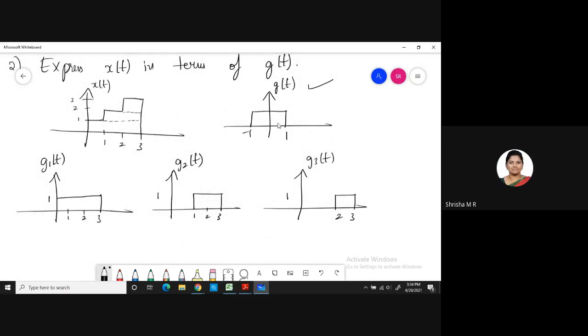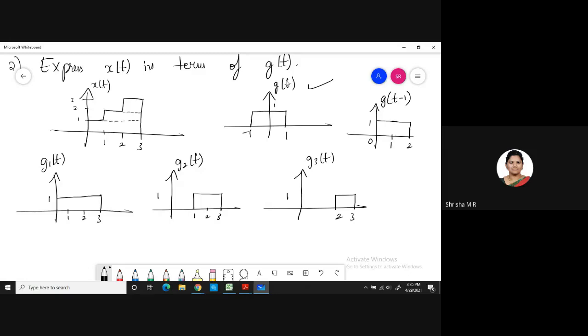Now what you have to do is, g of t is existing from -1 to +1. It is better if we have our signal existing from 0 to some other value. So I will shift it. How do I shift it? g of t -1, so that my signal will be shifted to the right by 1 instant. Whatever is at -1 will go to 0, whatever is at 0 will go to 1, and whatever is at 1 will go to 2 with an amplitude 1. You have got g of t -1.